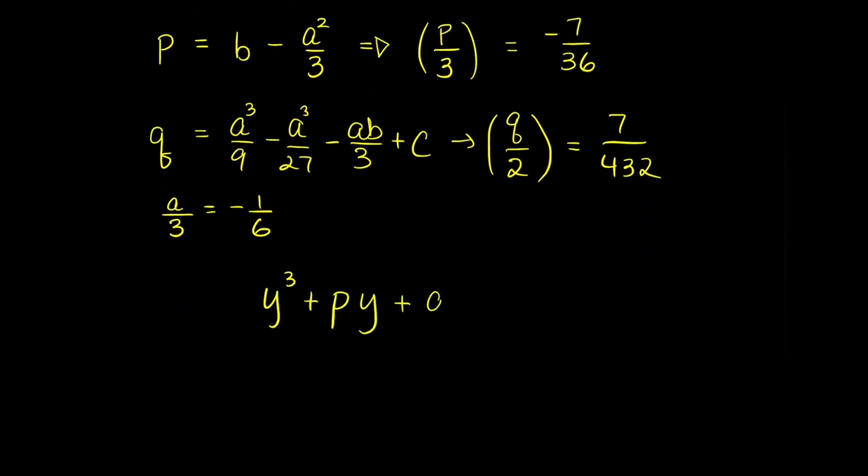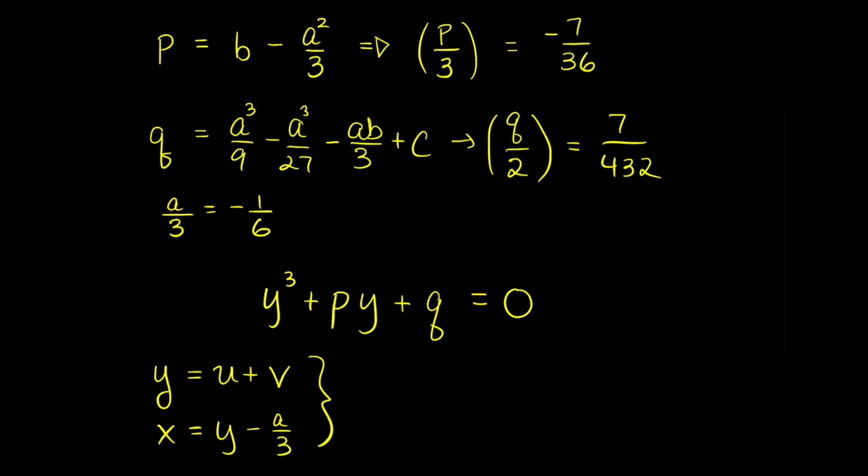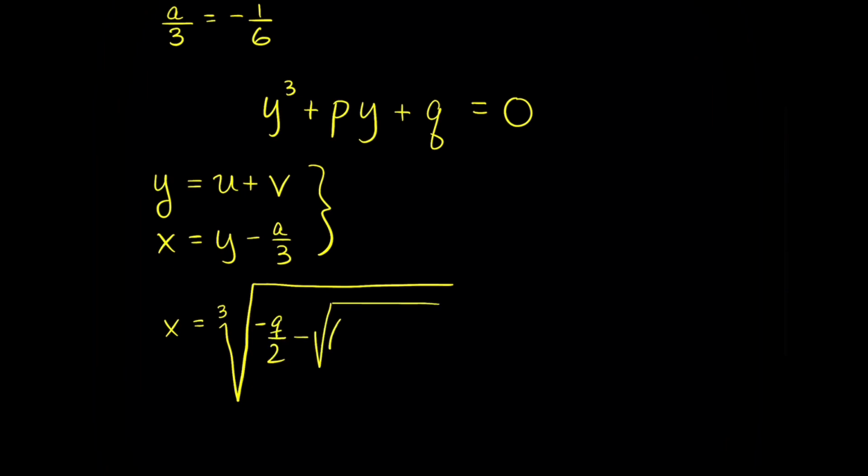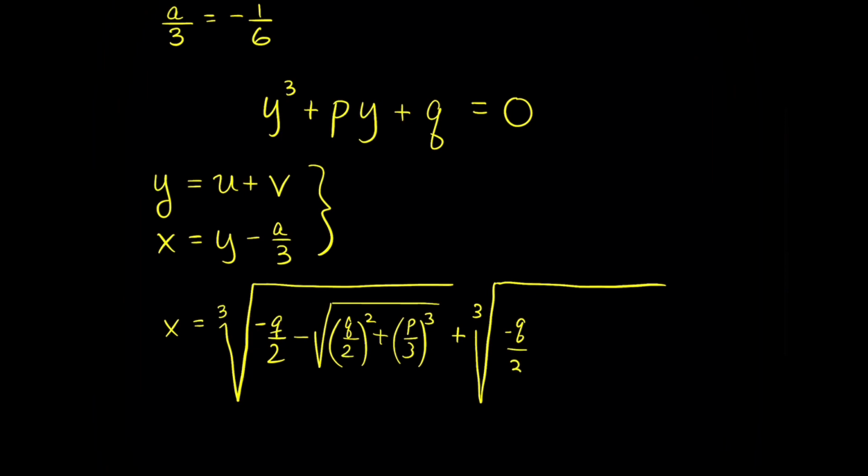Now, y cubed plus py plus q equals 0 is our depressed cubic. Its solution was y equals u plus v, and the solution to our original equation is x equals y minus a over 3. Substituting the values that we just calculated, we plug it into this grand equation for the cubic, and I'm just going to write it out here in full form before we actually substitute the numbers in, just to appreciate what this formula looks like in its entirety.